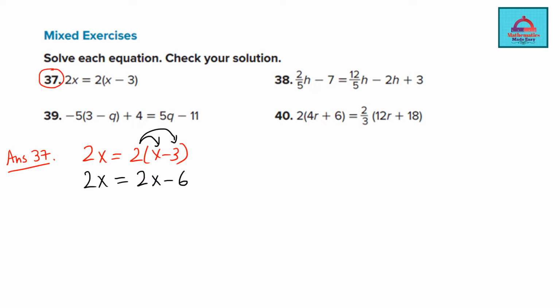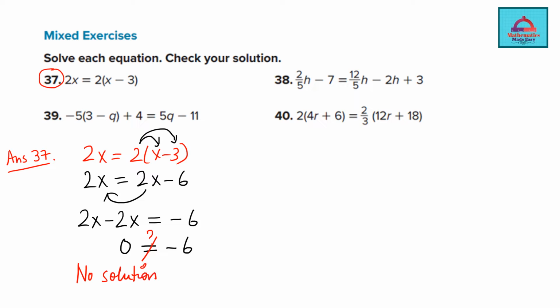Now you see the variable 2x on both sides, so you are going to move the variable to one side. I'm going to move this 2x here, so that 2x will become minus 2x equal to minus 6. Now this will cancel out to give you 0 equal to minus 6. Is this possible, that 0 and minus 6 are equal? No, it is not possible. So in this situation, there will be no solution for this equation.